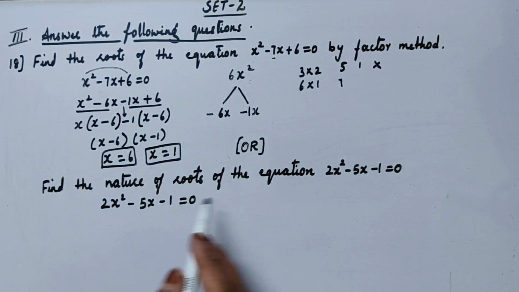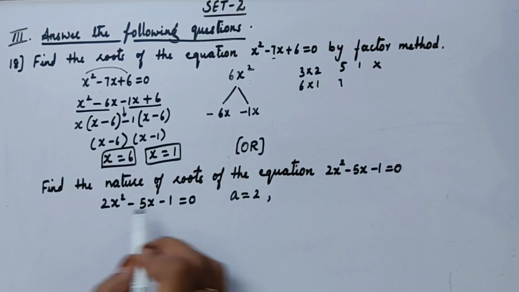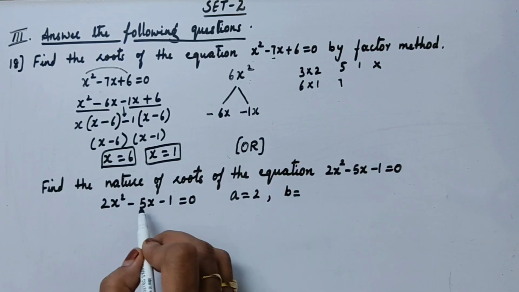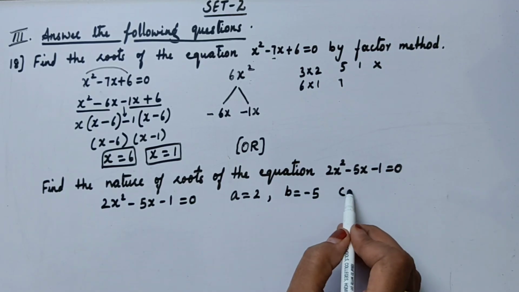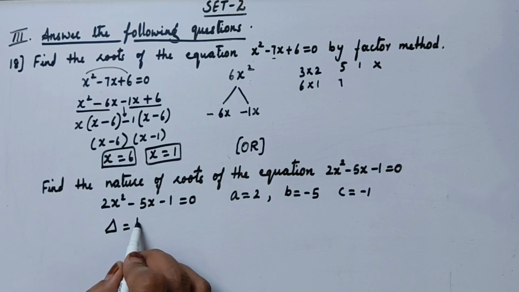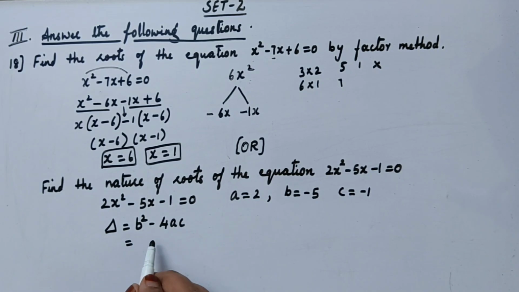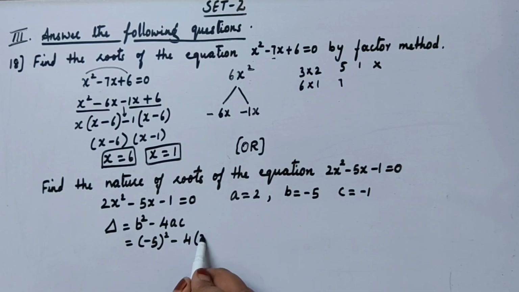Let us find the values of a, b, c. a is nothing but the coefficient of x square, the first number. The second number is b, which is minus 5. c equals the third number. Let us write only the numbers, students. The nature of roots we need to find out. Let me write delta equals b square minus 4ac. The b value is minus 5. Minus 5 square minus 4, the a value is 2, the c value is minus 1.